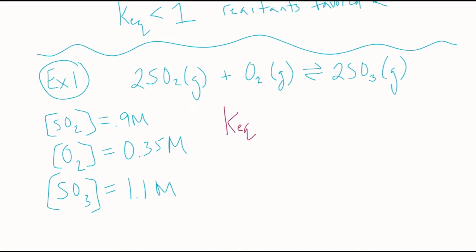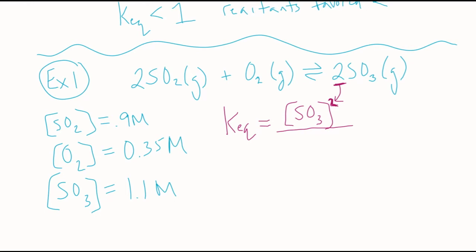So the K eq is equal to our products over reactants. That's what we have to think about. For this one, our products are going to be that sulfur trioxide, so SO3 with the brackets, and then we need to put it to the power of its coefficient. So SO3 to the power of 2. Those are all the products we have, so that's on top.